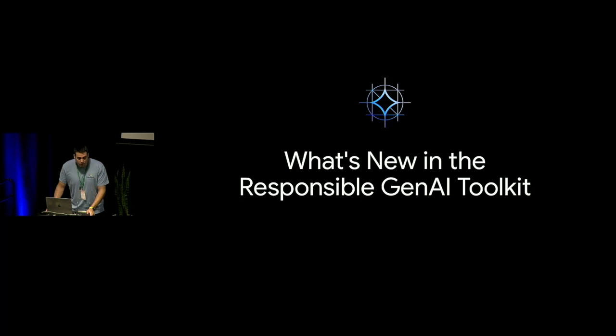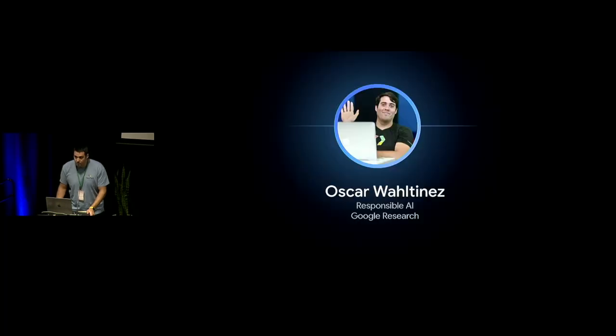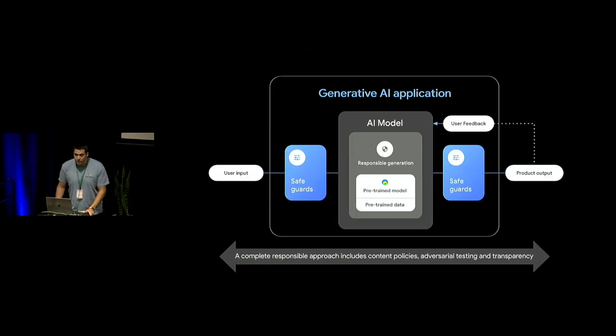So today we're going to talk about what's new in the Responsible GenAI Toolkit. And that sounds like a mouthful. I am Oscar. I'm part of the Responsible AI team. I already got introduced, so I won't spend too much time here. We only have about 15 minutes. This is a lightning talk, but I'm going to hit you so hard and so fast, it's going to be done in 5 minutes. So a bit of a refresher.